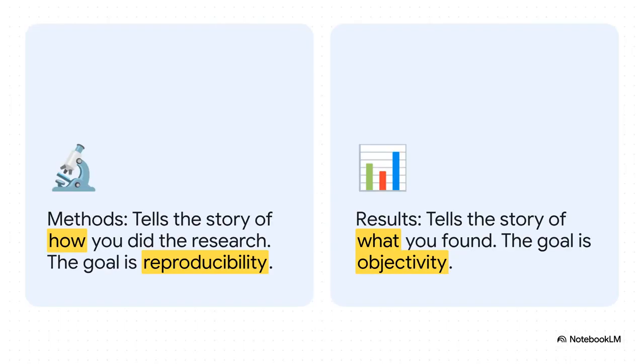Next up, we have the methods and results sections. They work like a tag team, but they tell two very different stories. The methods section is the how story. Its whole goal is reproducibility, letting another scientist perfectly repeat what you did. The results section, on the other hand, is the what story. Its goal is pure, unadulterated objectivity, just clearly stating what you found.